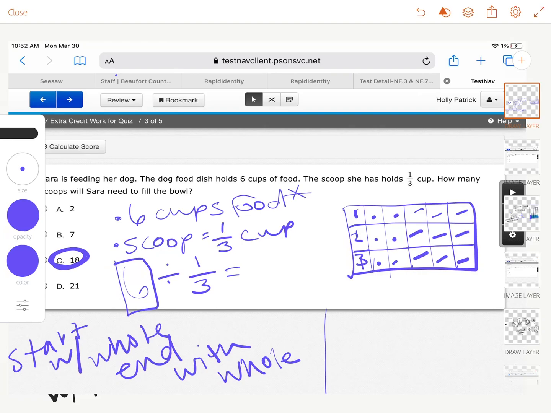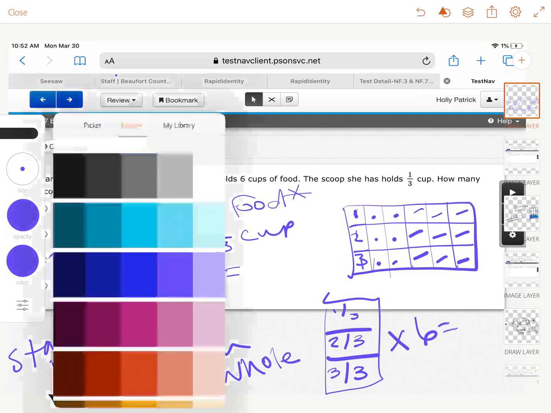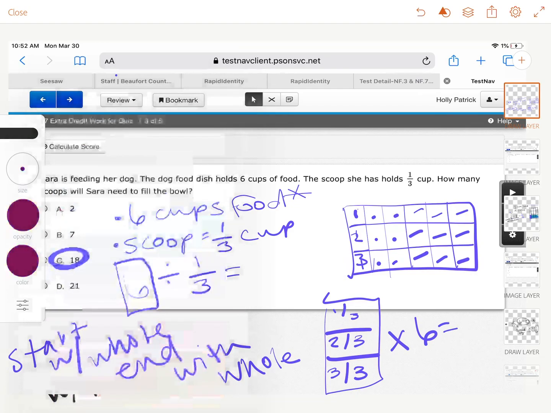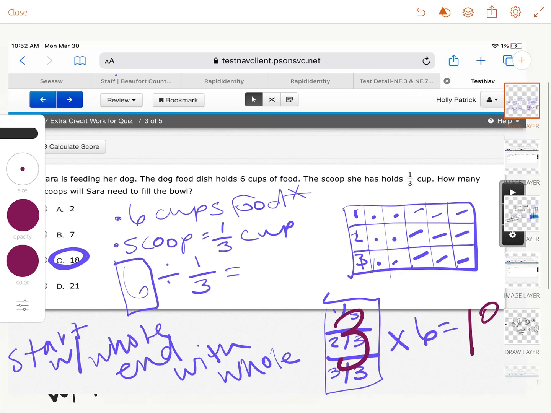Another way to look at it is if I look at 1 cup and that 1 cup is divided into thirds, 1/3, 2/3, and 3/3. And I'm going to do this 6 times for each of those cups that the dog dish can hold. I would have 3 times 6, which is going to give me an answer of 18. Okay. All right, moving on.